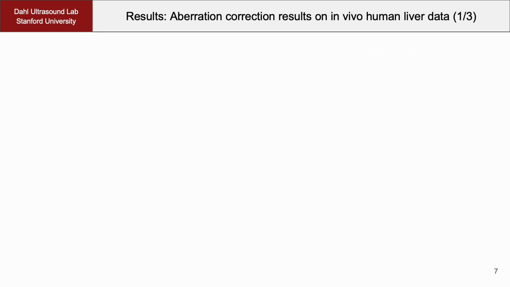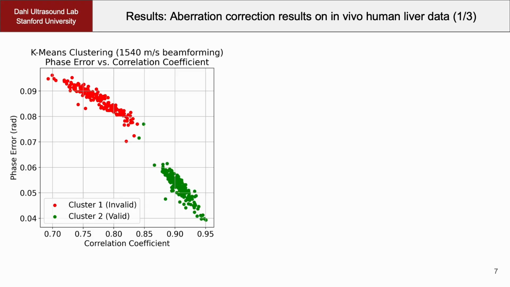Looking next at in vivo human liver data, we beamformed all 375 acquisitions at a global 1540 meter per second sound speed and plotted common midpoint phase error versus the common midpoint correlation coefficient. After performing k-means clustering, we found 2 distinct subsets of our data.